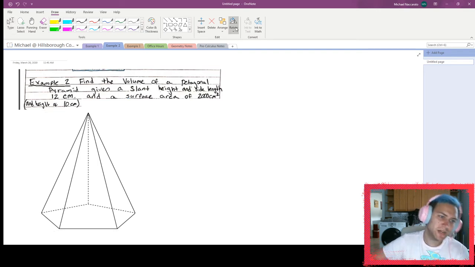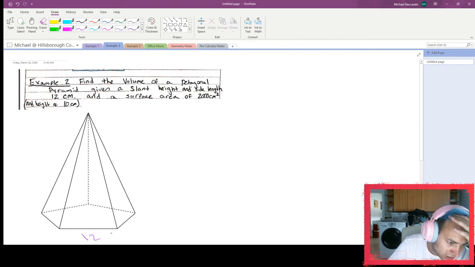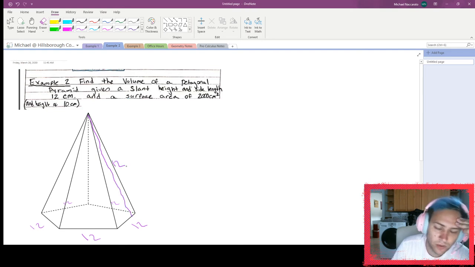Draw this as best we could, and ultimately it said it has side lengths of 12 centimeters. So I know that these sides are going to be 12 centimeters long all around. And it said that it had a slant height of 12 centimeters as well. So I know that if I came straight down one side of this pyramid, that would also be 12. I know that doesn't look like it based off the picture, but we're going to pretend. And I know the actual height from the top down to the very center, the actual height of the pyramid, is 10 centimeters.